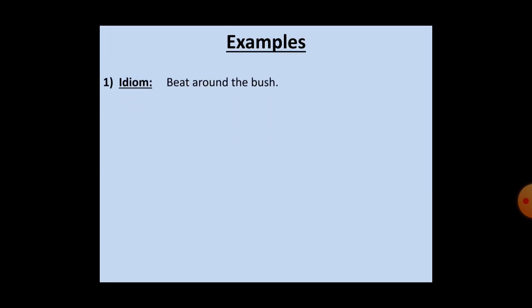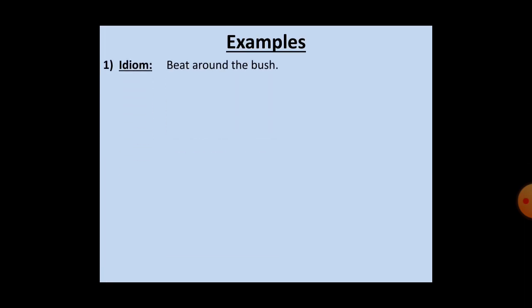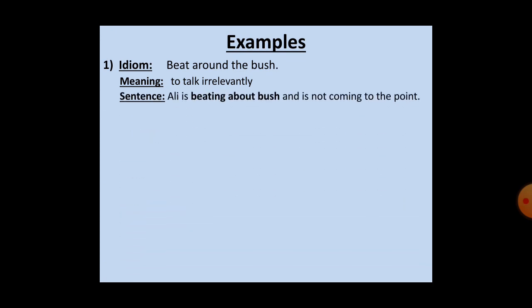Okay students, here comes another example of an idiom. Beat around the bush or beat about the bush means to talk irrelevantly. When we do not talk about the main point or central point, or when we talk irrelevantly, not to the point, there we use the idiom beat around the bush. For example, the sentence for this idiom: Ali is beating about the bush and is not coming to the point.